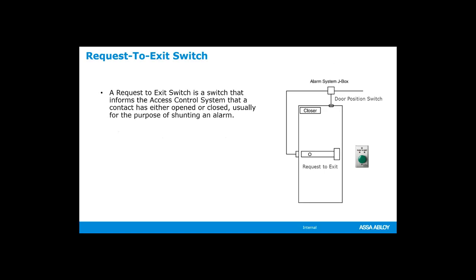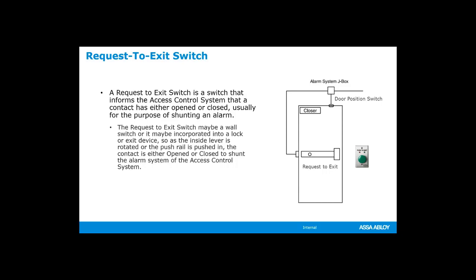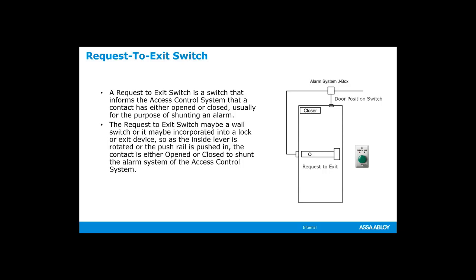A few more terms you should be familiar with that are used in access control would be a request to exit switch. A request to exit switch is a switch that informs the access control system that a contact has either been opened or closed. This is usually used to shunt an alarm. A request to exit switch may be mounted on the wall. It could be incorporated into the lock or the exit device. So as you rotate the inside lever handle or push on the push bar, the contact is either opened or closed, shunting the alarm of the access control system.